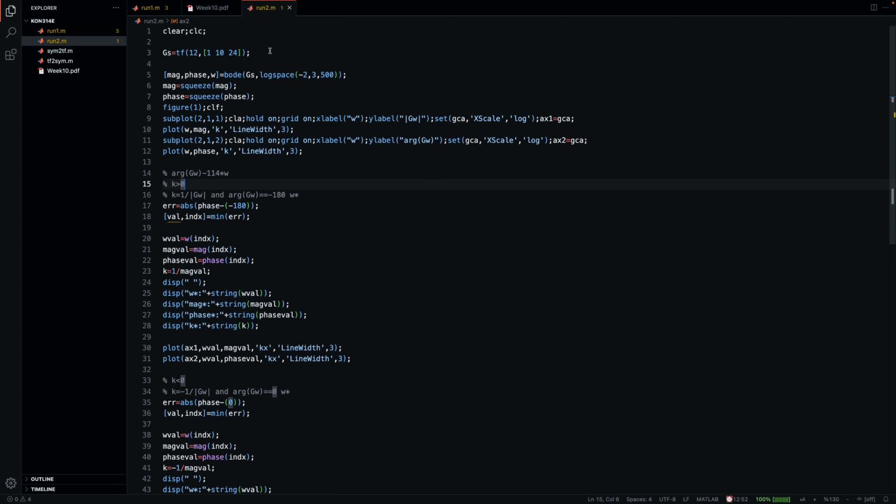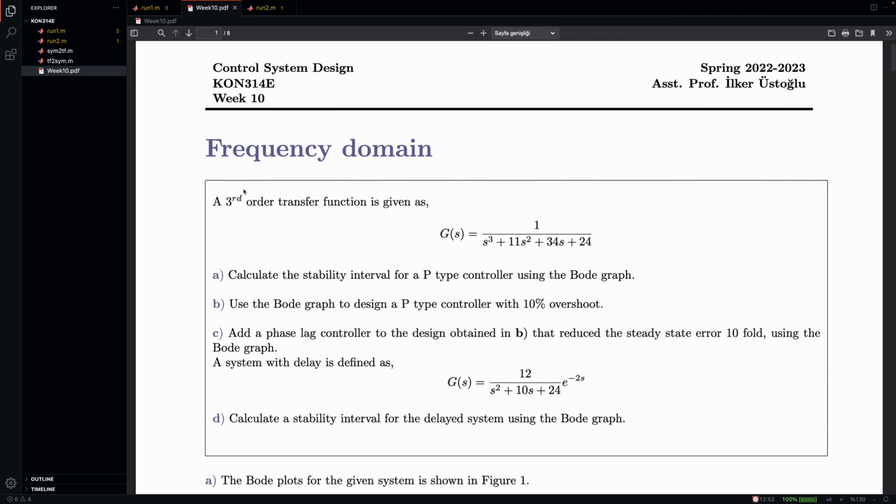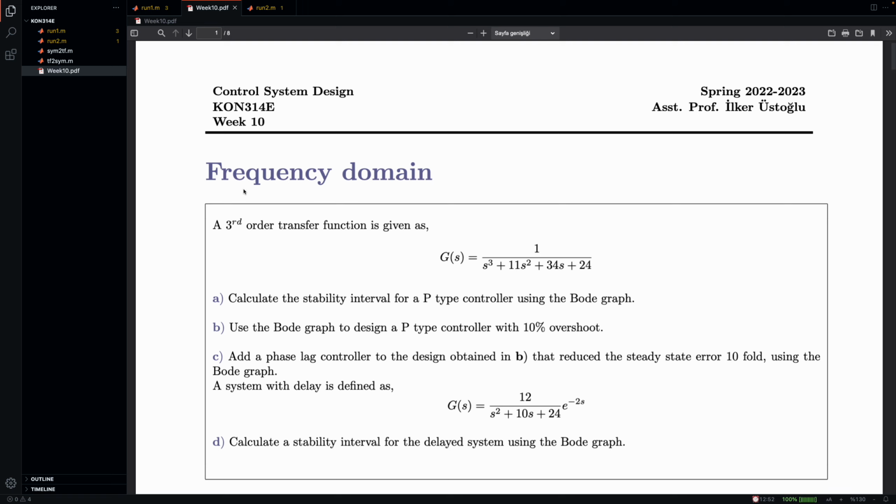You have to calculate the effect of delay yourself, or if you have to add a certain gain to the Bode plot, you will do that on your own. Sometimes this is something that is going to happen in classical exams. It might also not happen, I don't know, but I'm just here to warn you.